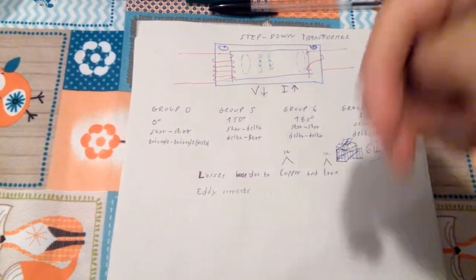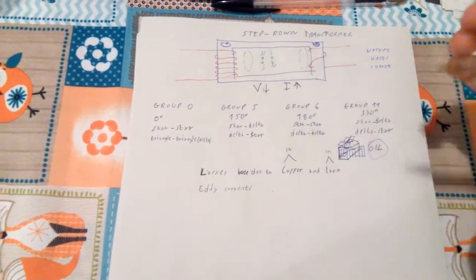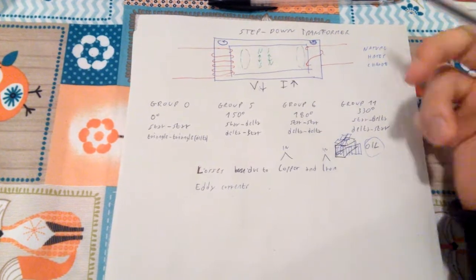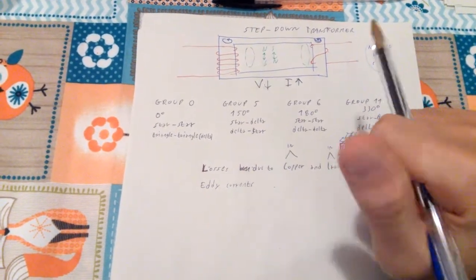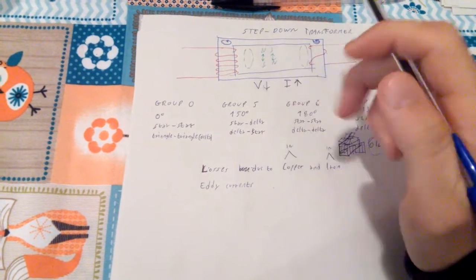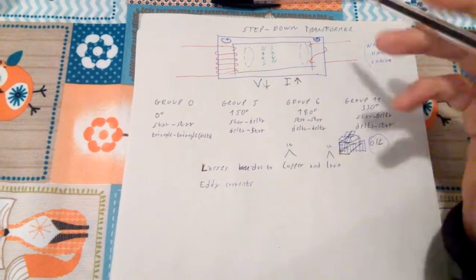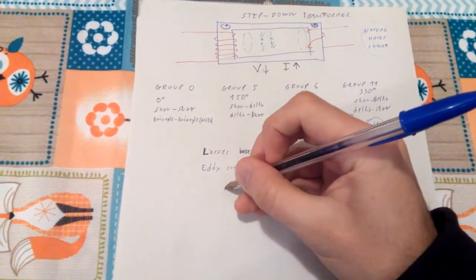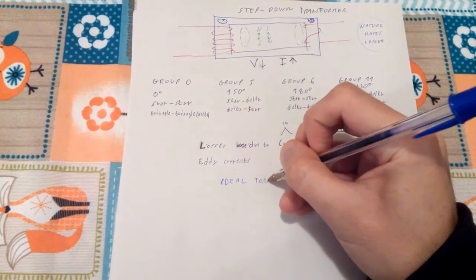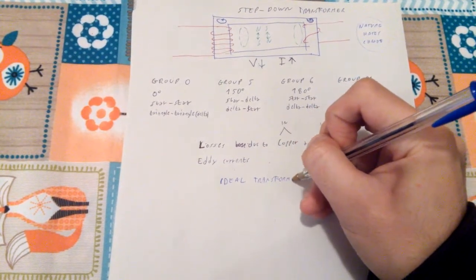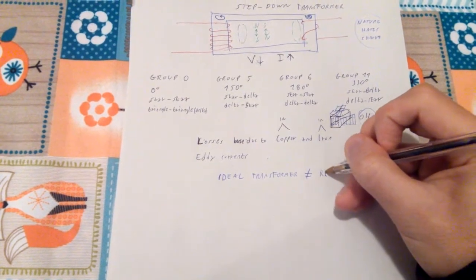But no, those currents that are generated are going to be opposite to the flow of current because, as I said, nature hates change. So we have to keep those things in mind when we are talking about transformers. This is why an ideal transformer is way different from a real transformer.